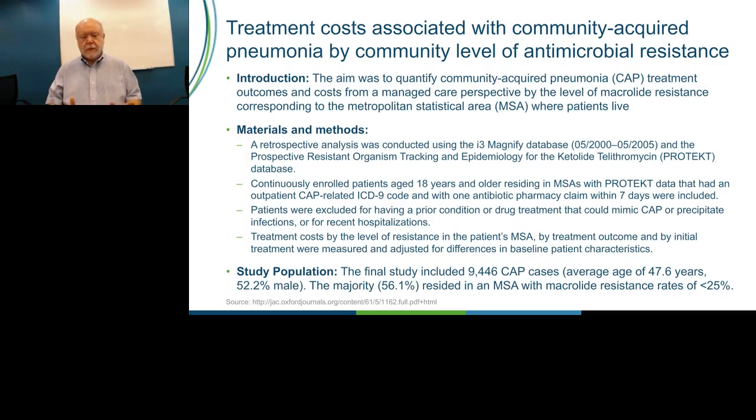Not surprisingly, in this study the average age was around 48 years old, roughly half male, half female, and just over half of them, 56%, lived in an MSA, a city area, where the resistance rate was below 25%. But remember, this was a study that was concluded in 2005, and in the intervening 9 years, things have changed quite a bit.